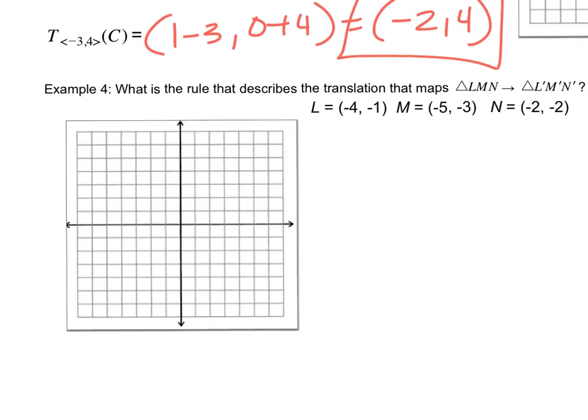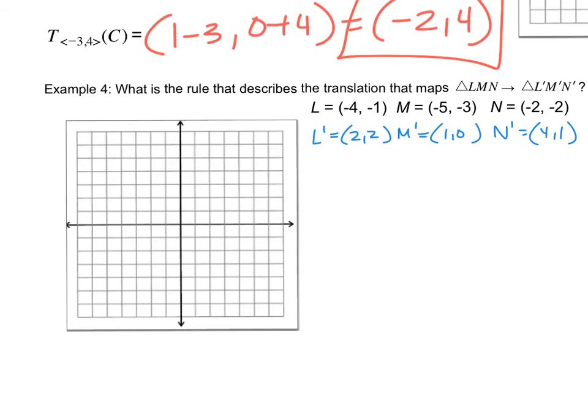Okay, example 4. What is the rule that describes the translation that maps these triangles onto each other? I should have put the other letters on here. L prime, we're going to give you. M prime, we're going to give you. And N prime, we're going to give you. So L prime should be 2, 2. M prime is 1, 0. And N prime is 4, 1. Okay, so I'm going to do these as 2 different colors. I'll do black and blue, just how you see them. Go ahead and plot those points right now, okay?